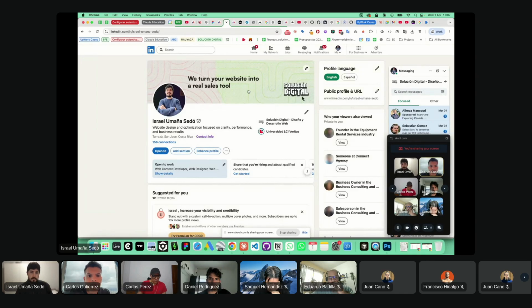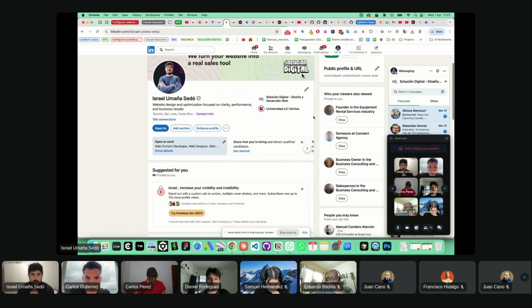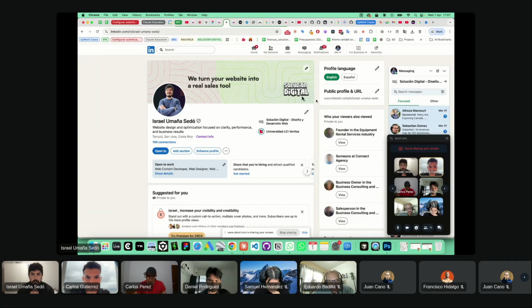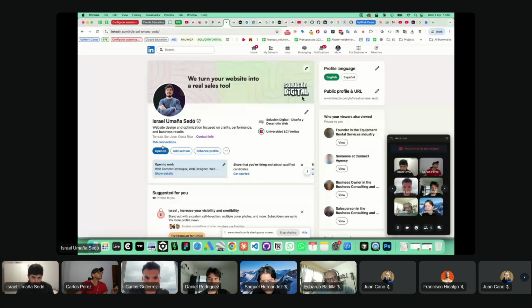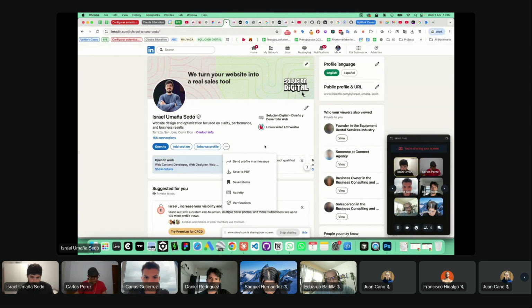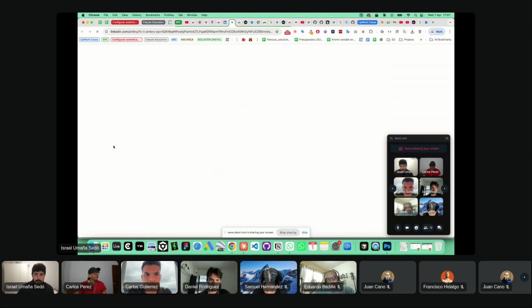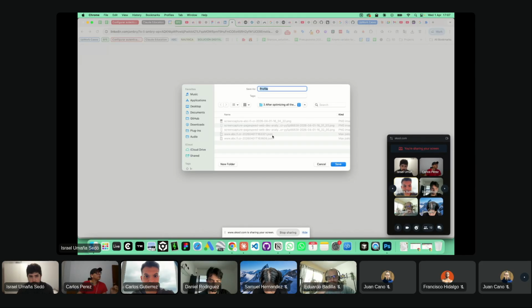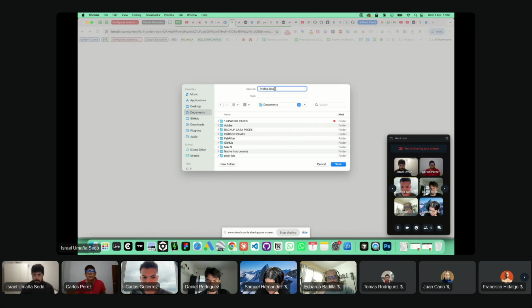Okay, so on the three dots, friends, all of you can click on the three dots. It says enhance profile, and then there's three dots. Open to add section, enhance profile, and then there's three dots. Okay, save as PDF. This is how you can save the current state of your LinkedIn, and then you will attach it. Edu, make sure to pay attention. This is important.